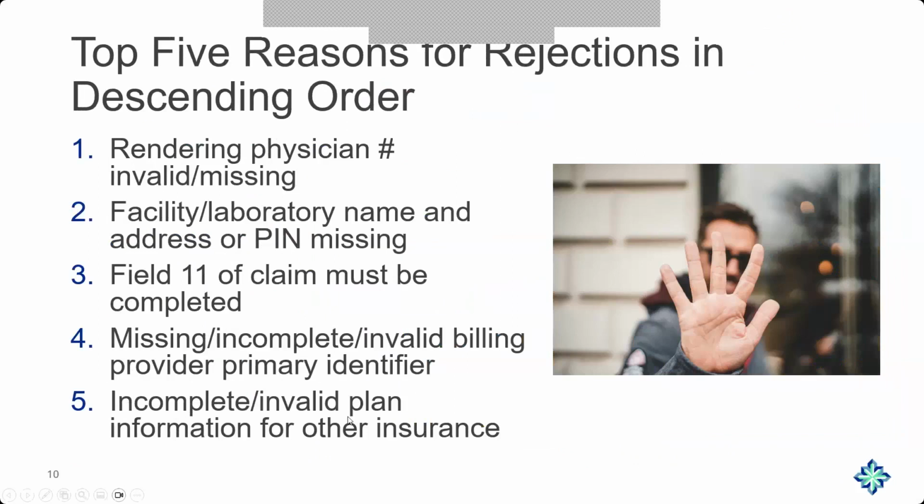So I did look at the data, and here in descending order for you are the top 5 reasons WPS rejected marriage and family therapist claims. And remember, for rejections, you need to fix it and resubmit it. So the number 1 reason we rejected claims during that time period I looked at was that the rendering physician number on that claim was invalid or missing. What do you need to do? You fix it, resubmit it. So if this was the reason on your remittance advice why the claim line denied, excuse me, I said denied, I meant rejected.